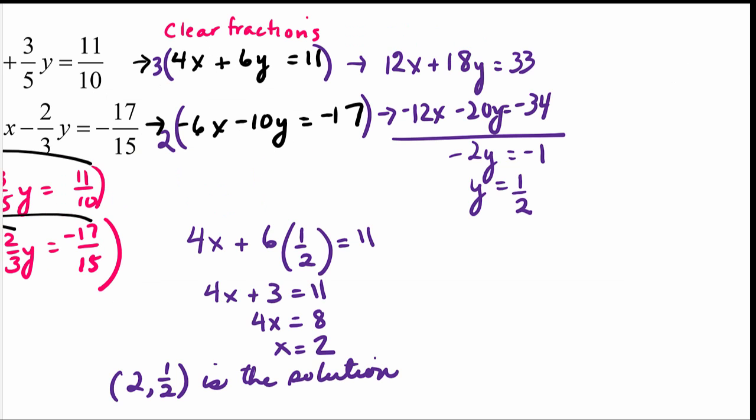Okay, so when I cleared the fractions, I ended up with 4x plus 6y equals 11 and negative 6x minus 10y equals negative 17. And then I used elimination method again, just by coincidence, and I got rid of the x's, so I multiplied by 3 and 2 to get 12s here. I added together to get y equals 1/2, and then I substituted into the top equation to get x equals 2. So 2, 1/2 is the solution. I hope this has helped, and I hope you did well.